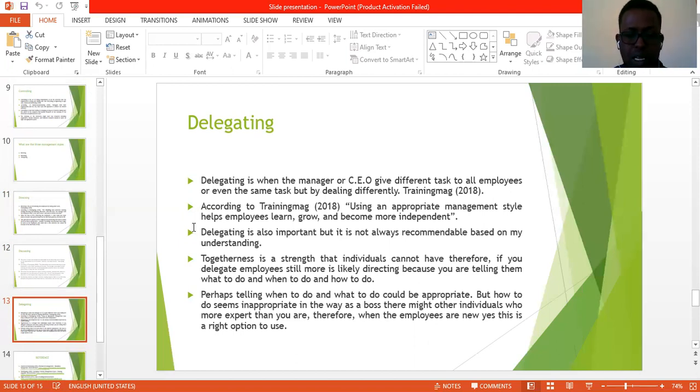Based on my understanding, the boss might have other individuals who are more expert than the boss's delegations. Therefore, when the employees are new, yes, this can be done, and this is the right option to use.